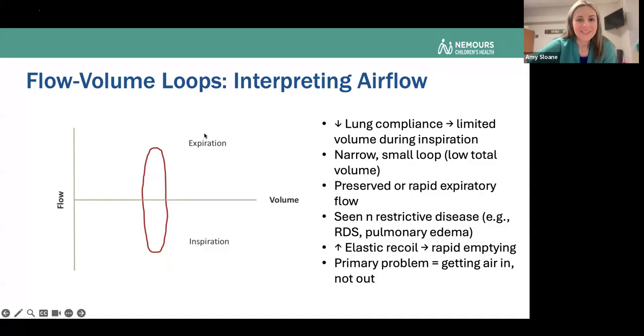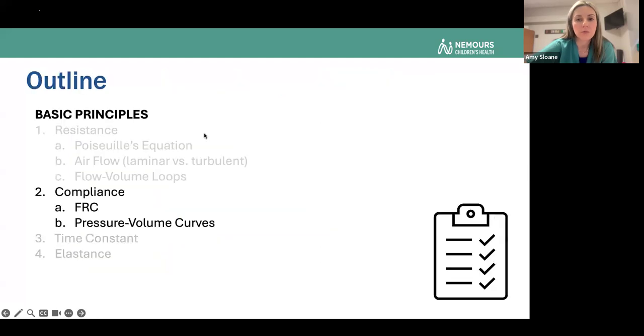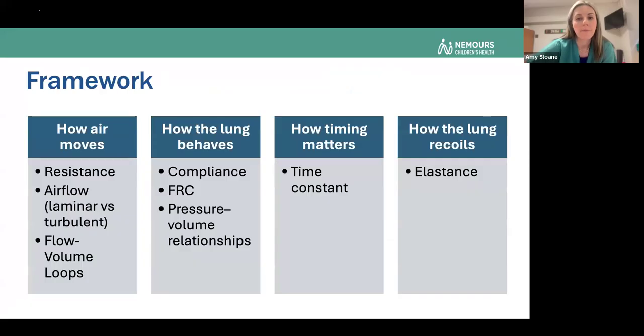So moving on to compliance. So far we focused on how the air moves through the airways and what limits that movement. Now we're going to be shifting into what happens once the air actually reaches the lung, how easily the lung can expand. And that's what brings us to compliance and the representation of compliance on the pressure volume curves.